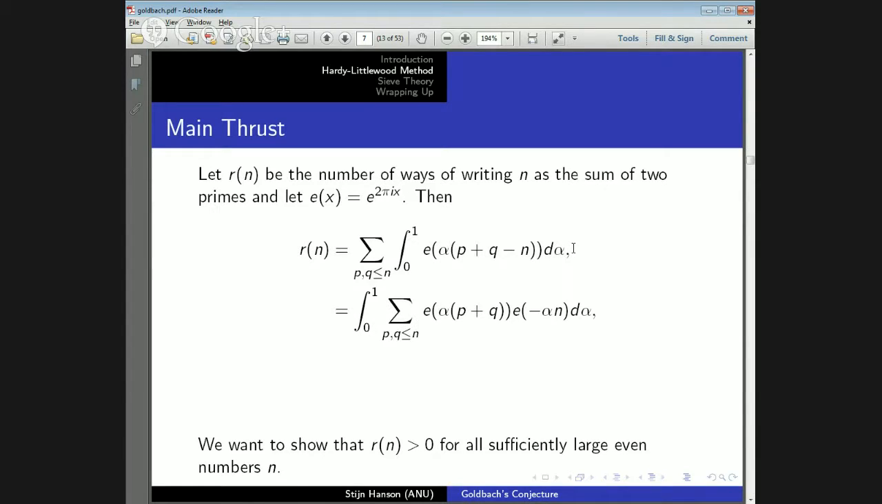Now, by changing the order of summation and integration, we get this expression, and we also split up the e term a little bit.